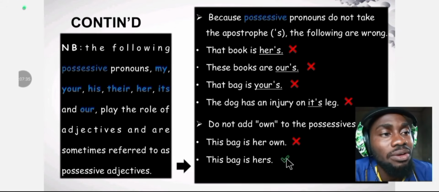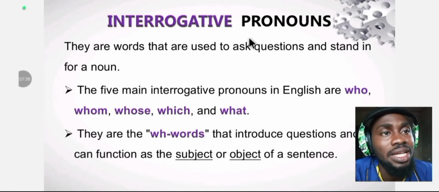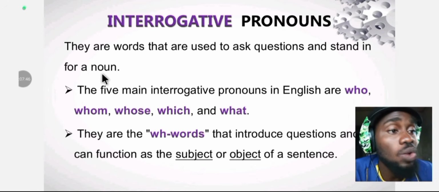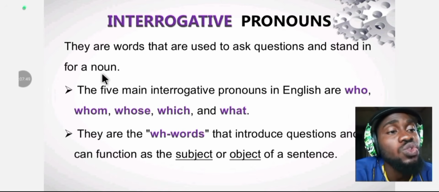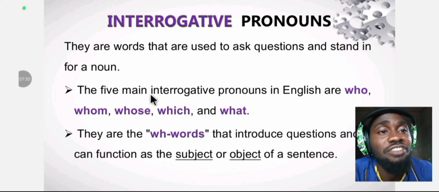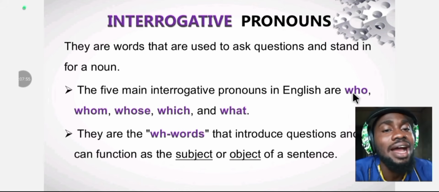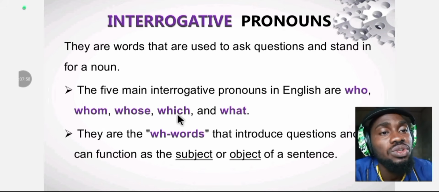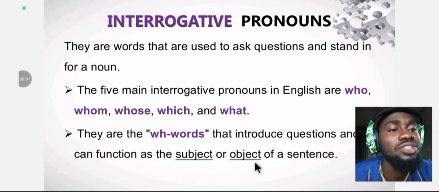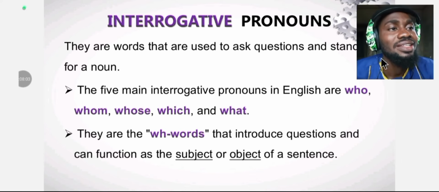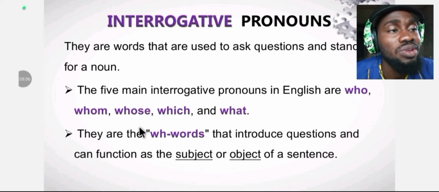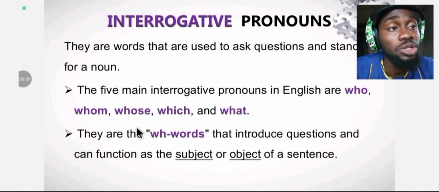Let's move over to interrogative pronouns. Interrogative pronouns are words that are used to ask questions and stand in for a noun. The five main interrogative pronouns in English are who, whom, whose, which, and what. They are the WH words. That's an easy way to always remember the interrogative pronouns.